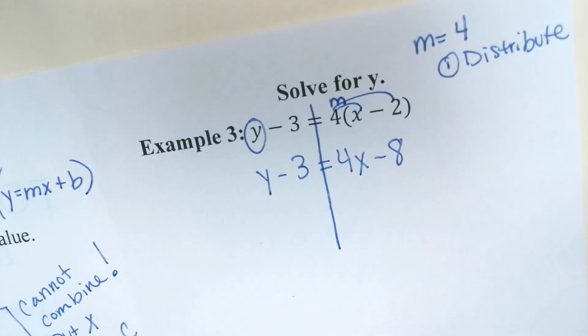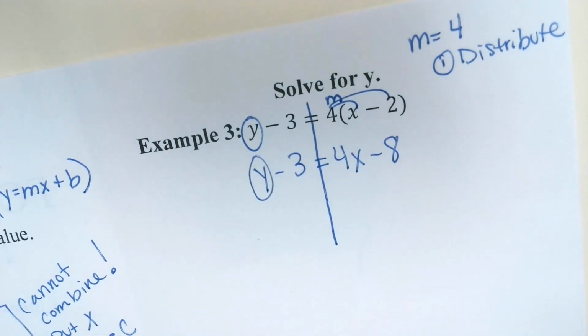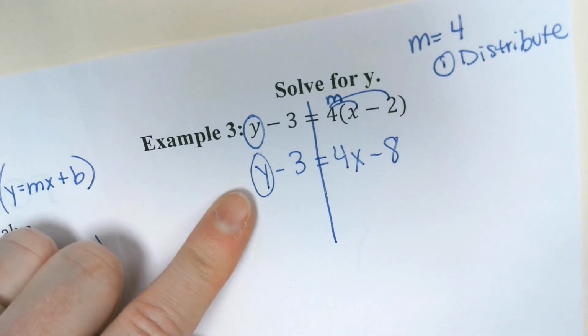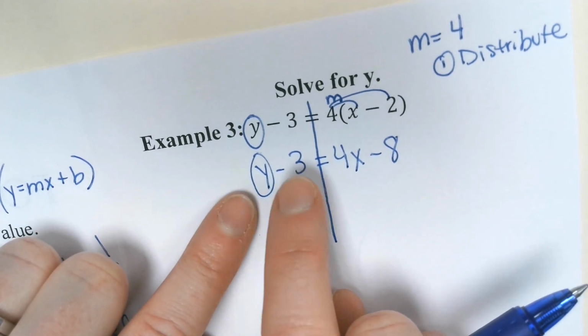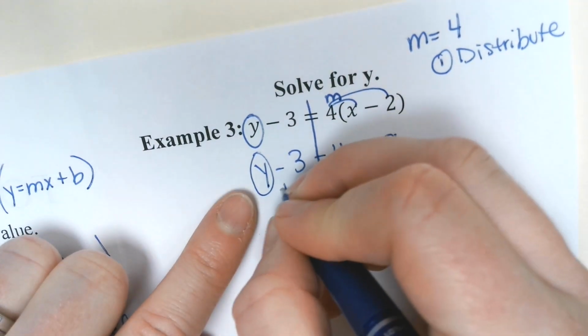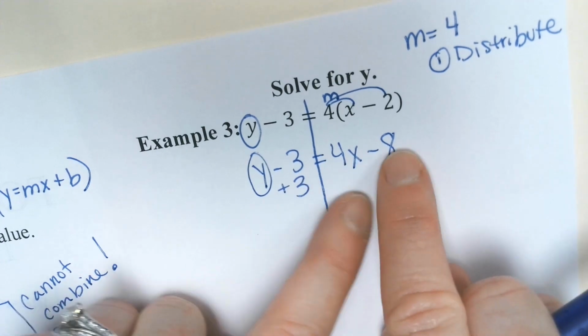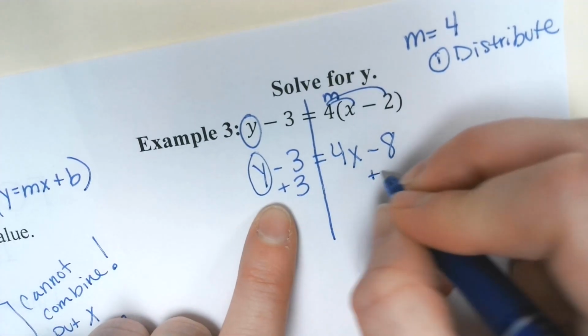Okay, we still want to get y by itself. So we're going to circle y to remind us we're getting y by itself. So what's keeping y from being by itself? Negative 3. So how do I get rid of it? Plus 3. Where do I put the plus 3? Do I put it under the 4x or the negative 8? Yeah, I got to put it under the like term.